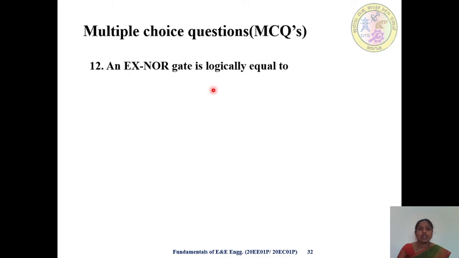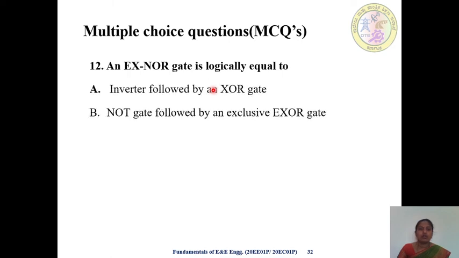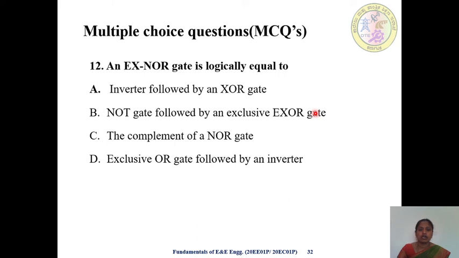An XOR gate is logically equal to. Options are inverter followed by an XOR gate, NOT gate followed by an XOR gate, the complement of NOT gate, exclusive OR gate followed by an inverter. The solution is D, XOR gate followed by an inverter.